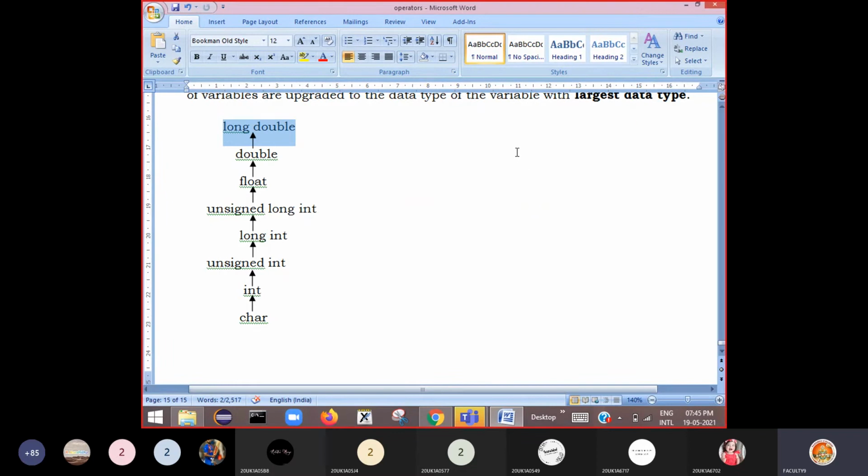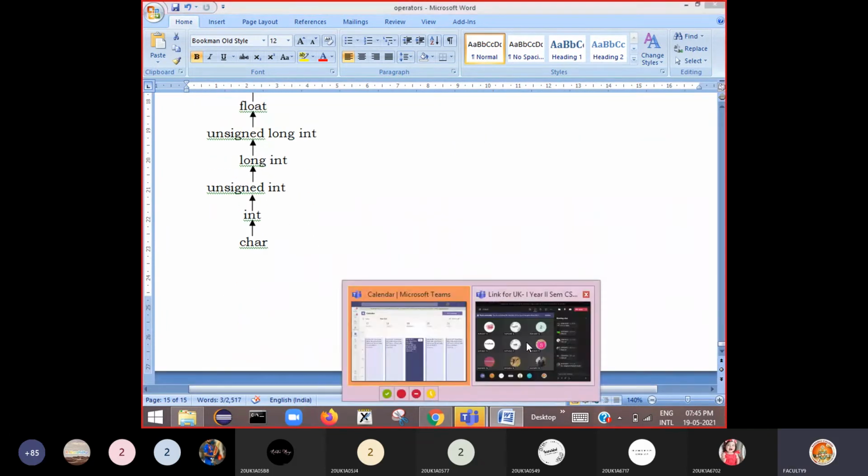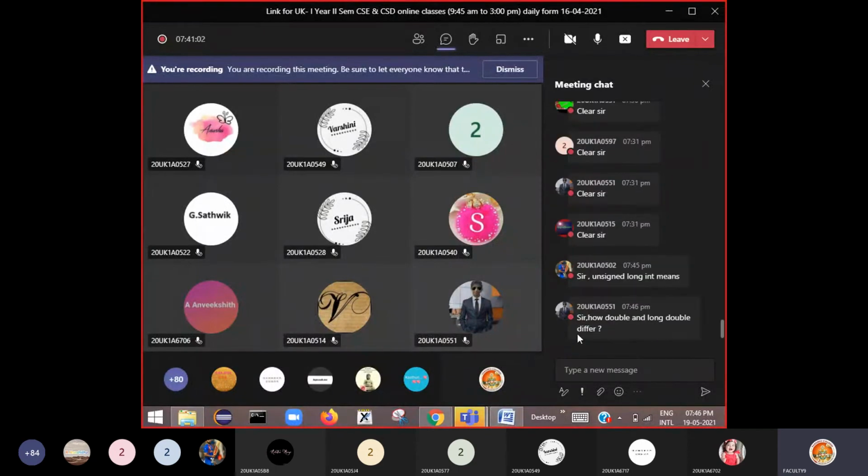Okay, so a variable with the largest data type will be identified first in that expression, then remaining all will be converted to this highest data type. Okay, example I'll tell you. Unsigned long int means, actually in tomorrow's class I'll explain about how double and long double differ. I told this in data types.